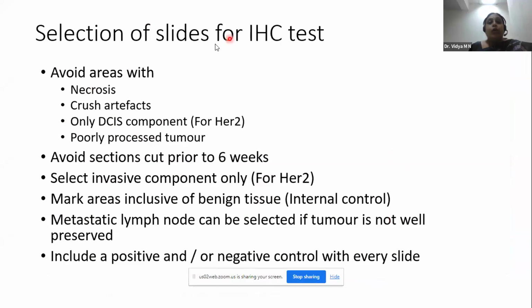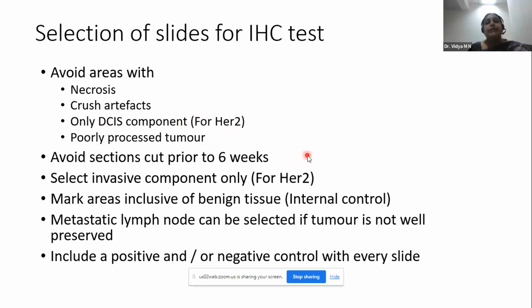So generally what you need to follow in your lab is that you need to avoid areas of necrosis and crush artifacts. These should not be taken, because we can have a lot of false positive interpretations whenever there are areas of necrosis. For example, only the DCIS component should not be used for your HER2/neu testing, because we know that HER2 is reported only on your invasive component. Poorly processed tumor is a definite no when you are doing your IHC test. You need to always take the well preserved areas for your IHC.